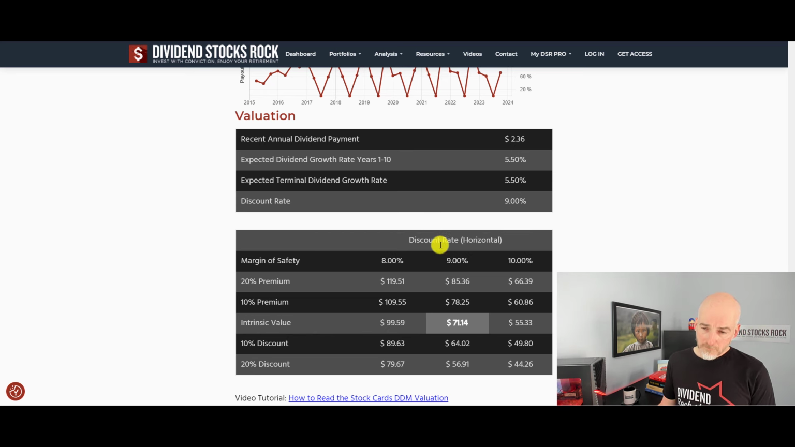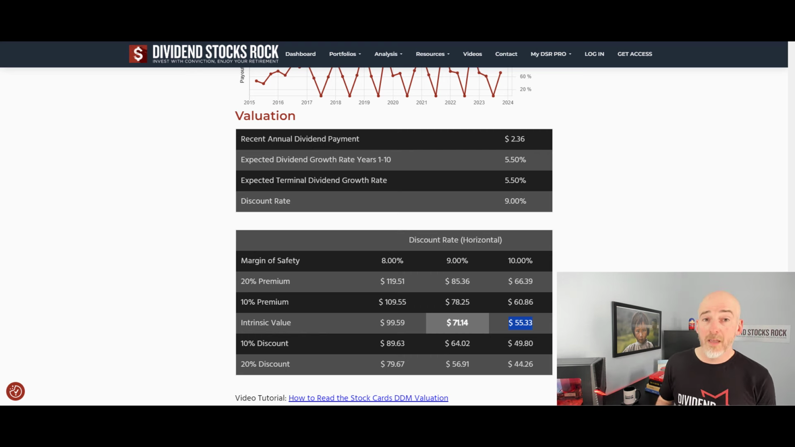So here you have the table showing you the difference between 8%, 9%, and 10% discount rate. And as you can see, it goes from $100 as an intrinsic value if you only require an 8% return on your investment on Fortis, $71 if you're requiring a 9%, and then at 10% it is at $55. So that means that if you buy Fortis at $55 right now, it's trading at 53 in that example. So you're pretty much buying it at a fair value.